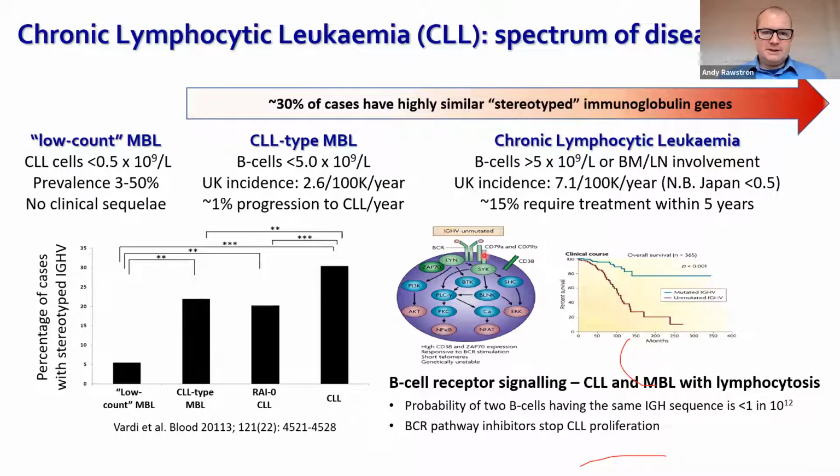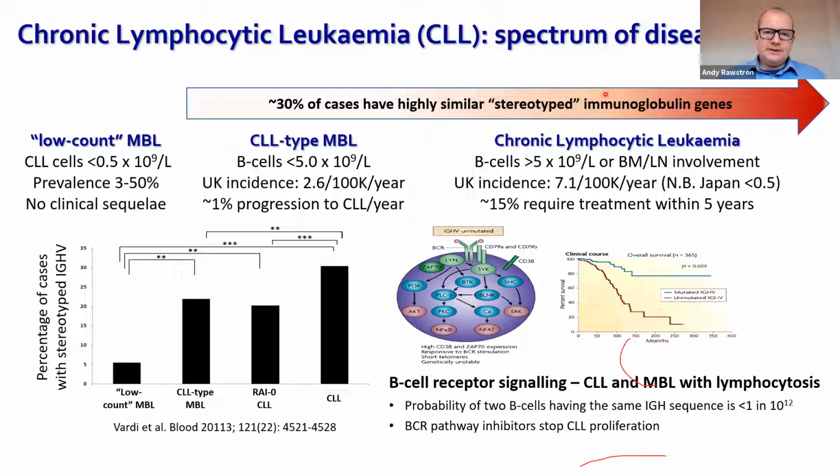And when people started to look at these sequences, you'd see that actually quite a high proportion, about 30% of people, had a very similar or stereotyped immunoglobulin gene. And the probability of that happening in a B cell is less than 1 in 10 to the 12. So this was clearly something that was playing a role in the pathogenesis of the disease.